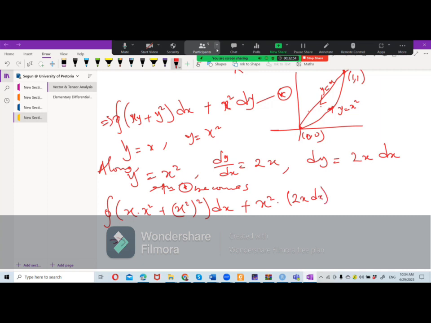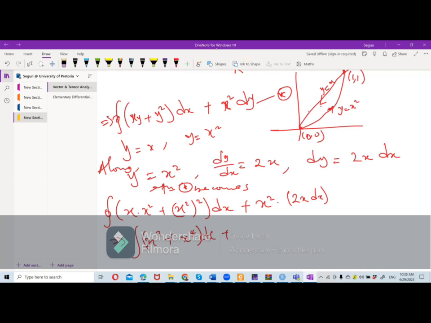So the integral of x raised to power 3 plus x raised to power 4 dx plus, who can tell us plus what? Nobody. It's clear now. You agree with me? This is x, this is 2x. Add it together, it will give you 3x.